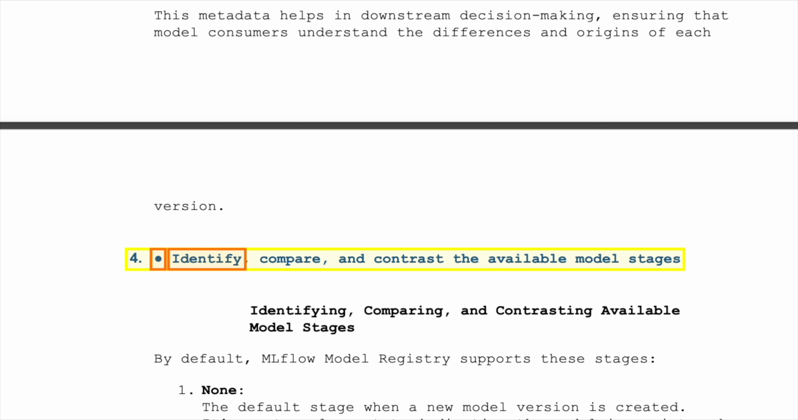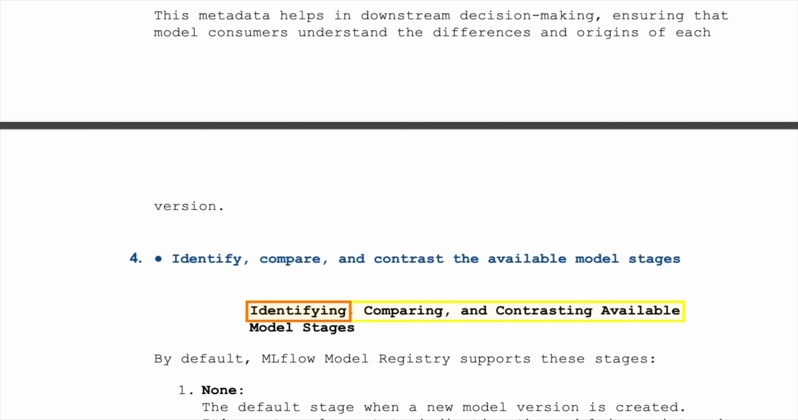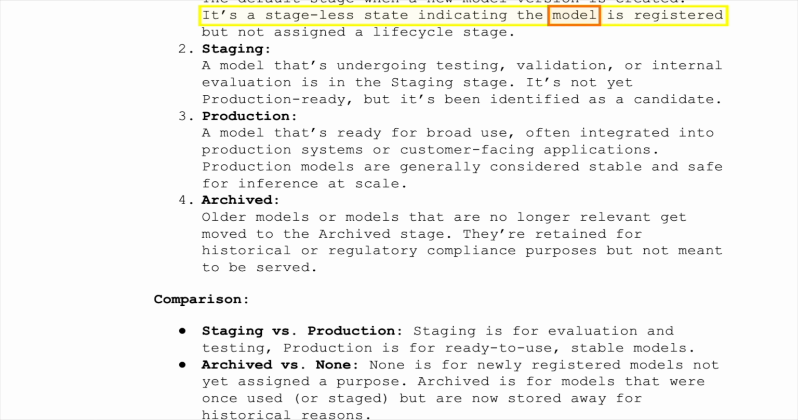4. Identify, compare, and contrast the available model stages. Identifying, comparing, and contrasting available model stages. By default, MLflow Model Registry supports these stages. 1. None. The default stage when a new model version is created. It's a stageless state indicating the model is registered but not assigned a lifecycle stage. 2. Staging. A model that's undergoing testing, validation, or internal evaluation is in the staging stage. It's not yet production ready, but it's been identified as a candidate.